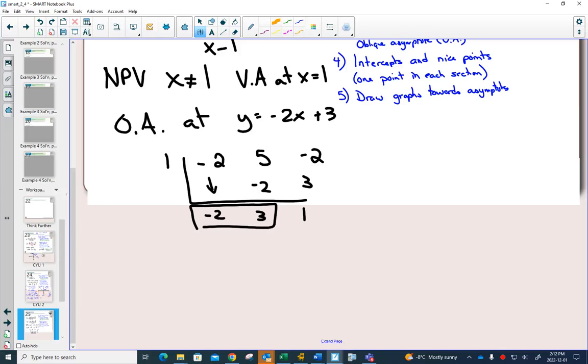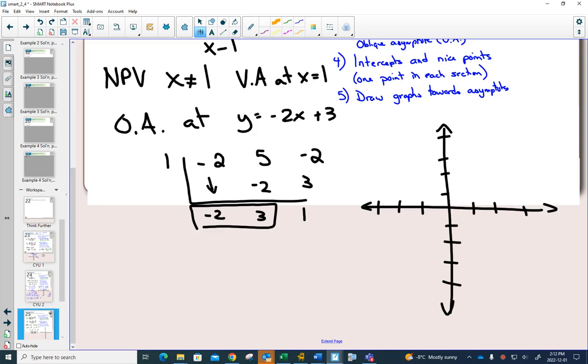From here, we can start graphing. We know we have a vertical asymptote at x equals 1. And we have an oblique asymptote at y equals -2x plus 3. How do you graph that? That's a straight line with a slope of -2, down 2 over 1, down 2 over 1.